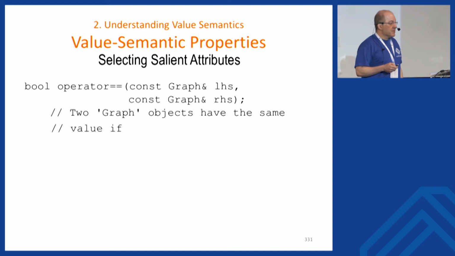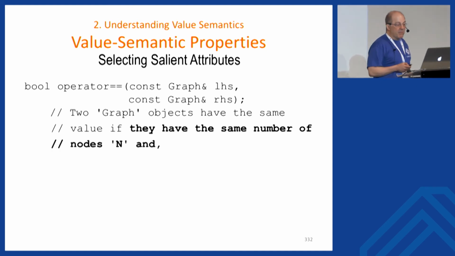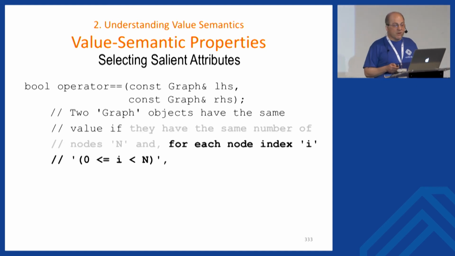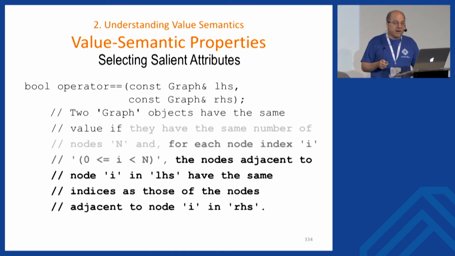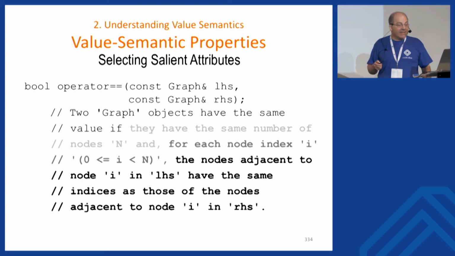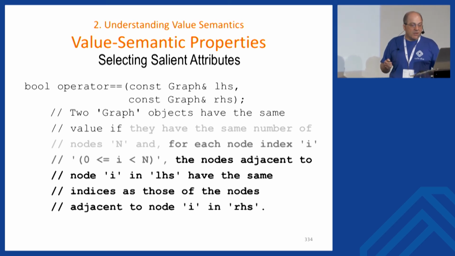So, two graph objects have the same value if they have the same number of nodes n, and for each node I, 0 less than I less than n, the nodes adjacent to node I in LHS have the same indices as those of the nodes adjacent to node I in RHS. That true?